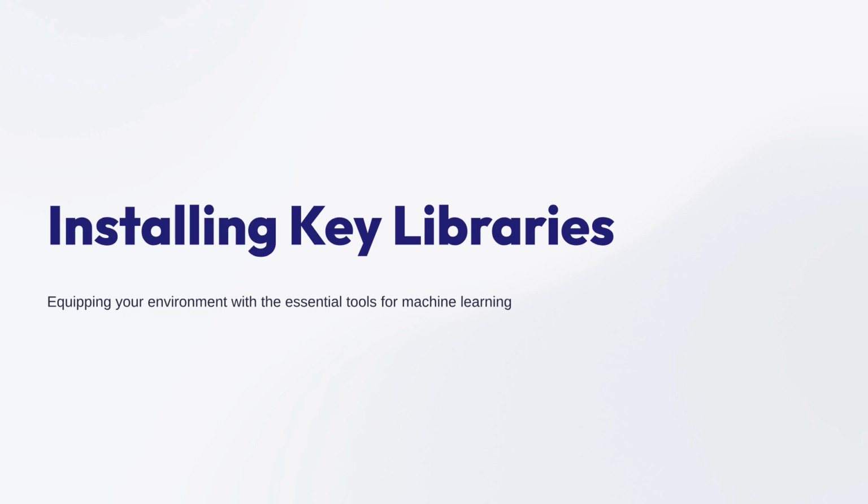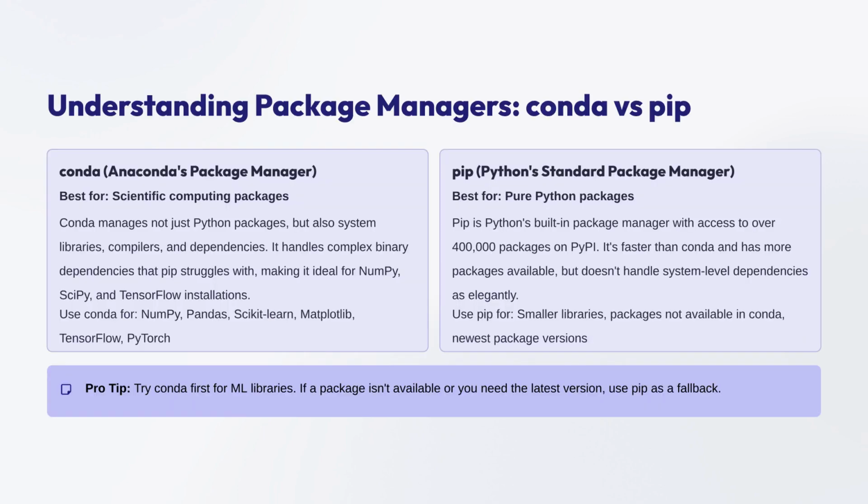We'll install essential ML libraries like NumPy, Pandas, Matplotlib, Seaborn, and Scikit-learn using Conda, which handles dependencies smoothly. Conda manages scientific packages and dependencies well, ideal for ML libraries. Pip is faster and has more packages but less dependency management. Use Conda first, then pip if needed.